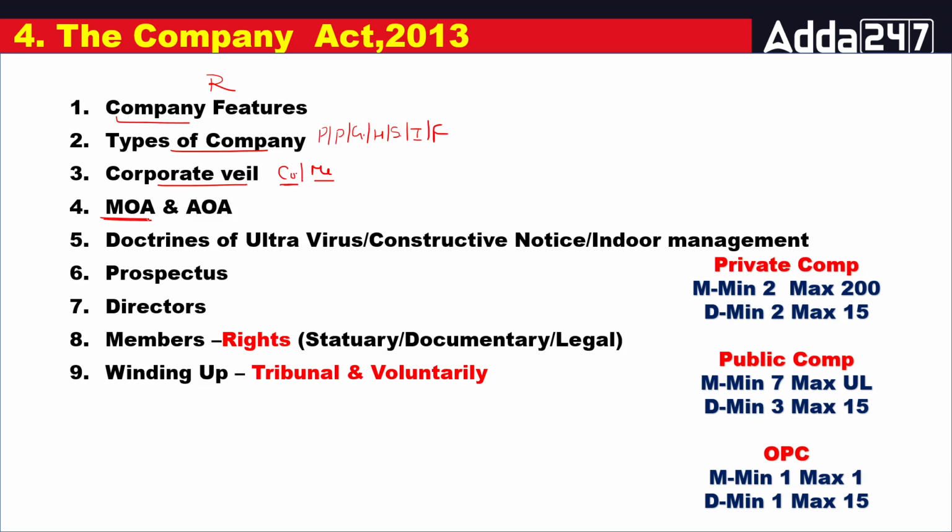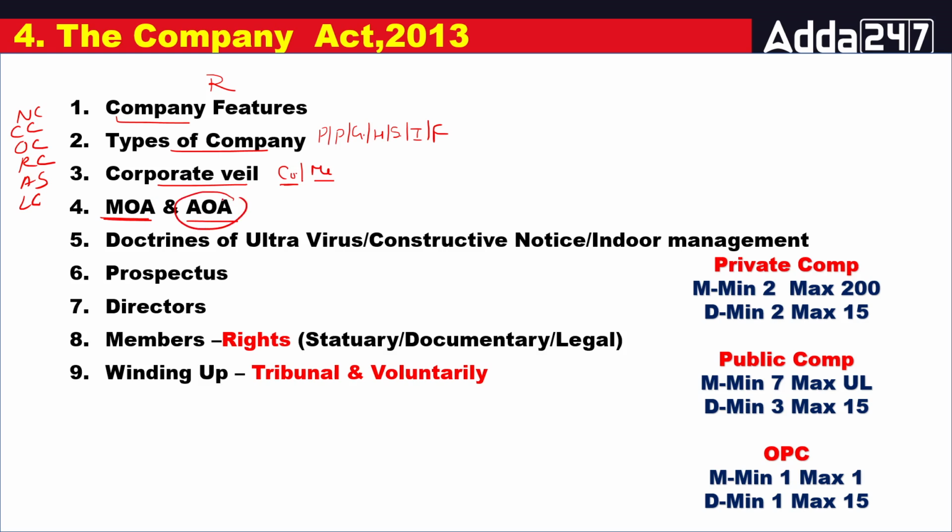Memorandum of association is an important document. Articles of association is also an important document. In the memorandum of association, there are 6 clauses: name clause, capital clause, object clause, registered office clause, association clause, liability clause. So there are 6 types of clause in the memorandum of association.